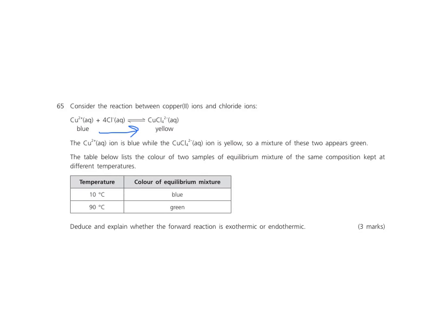So raising temperature saw this reaction shift forwards. That means raising temperature caused more product to form, so raising temperature caused Kc to increase. Kc increases when you raise temperature for endothermic processes, so this reaction was endothermic.